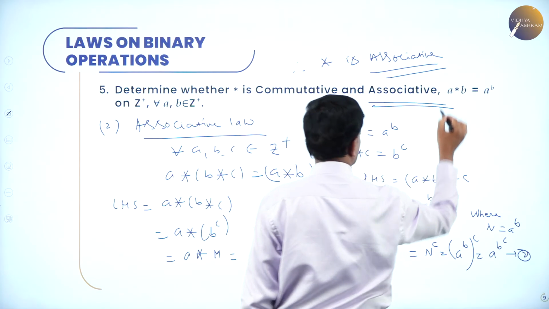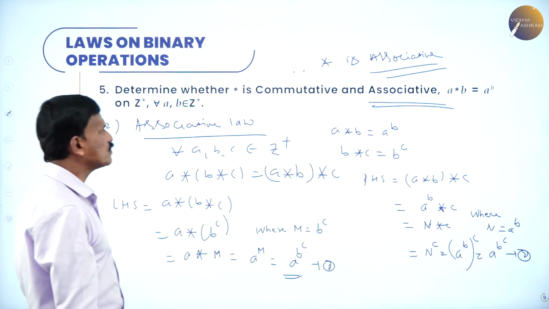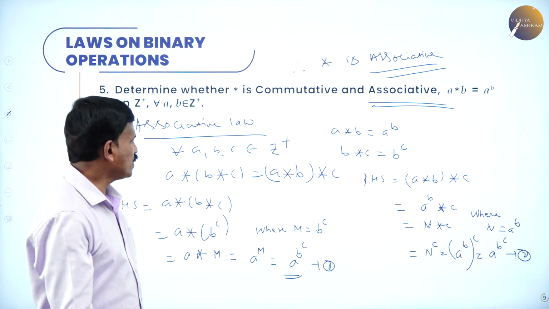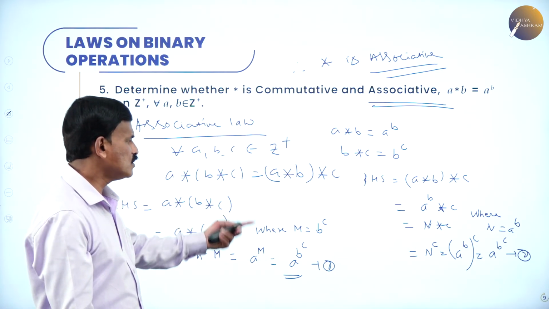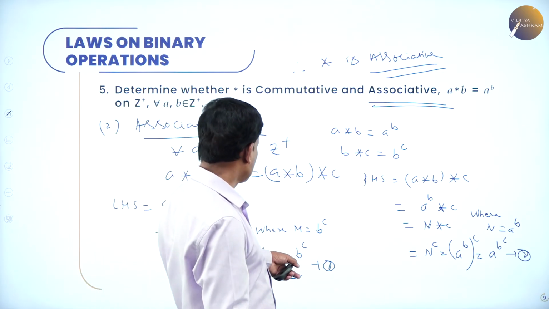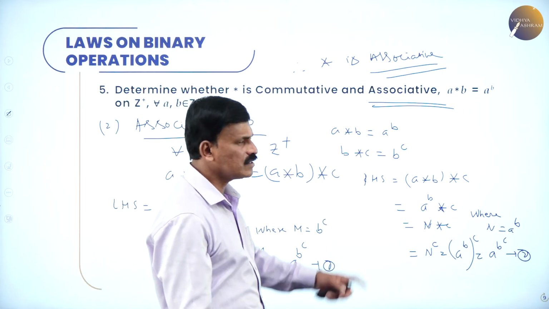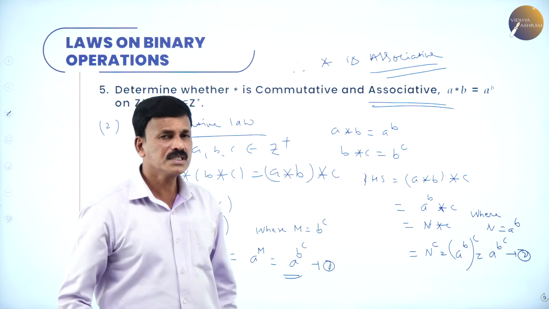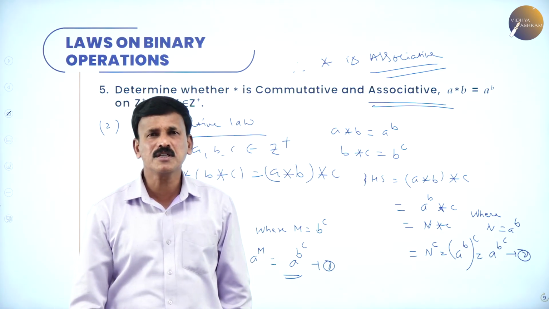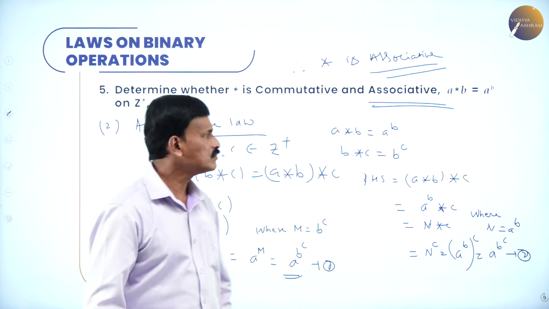Star is associative. So, if we want to take a small example, A is equal to 1, 2 and 3. Verify A to the power of 1, A to the power of 1 to the power of this, you will get the answer. Okay. These are the examples for problems based on associative and commutative.